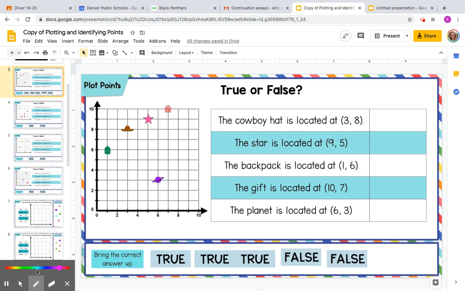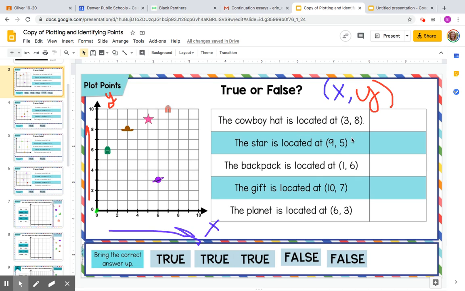My origin is in this bottom left-hand corner. My x-axis goes side to side, and my y-axis goes up and down. In order to find the coordinate, I go over, and then I go up. So let's see if these statements are true, based on how far I went over and how far I went up.